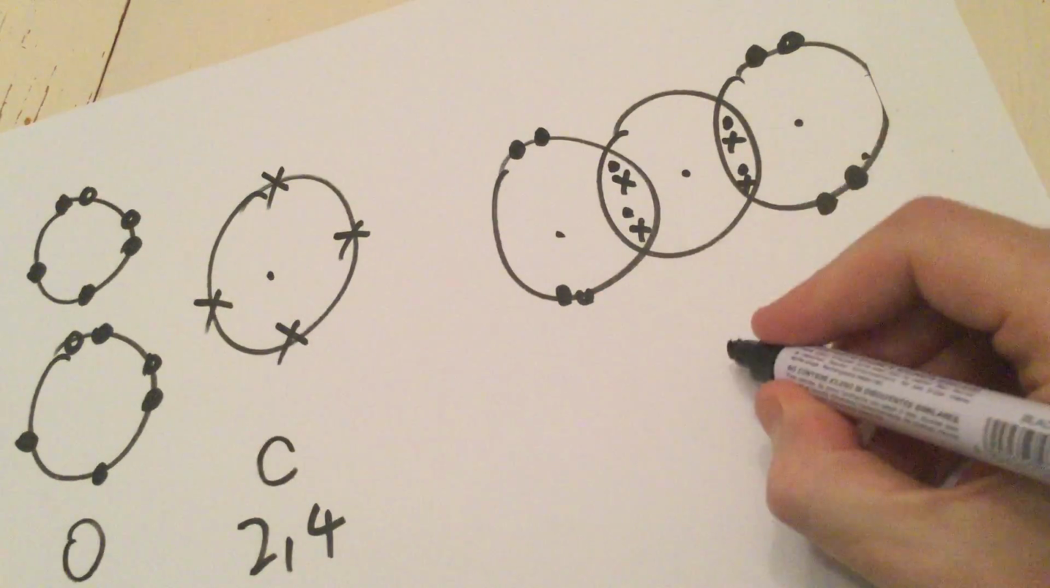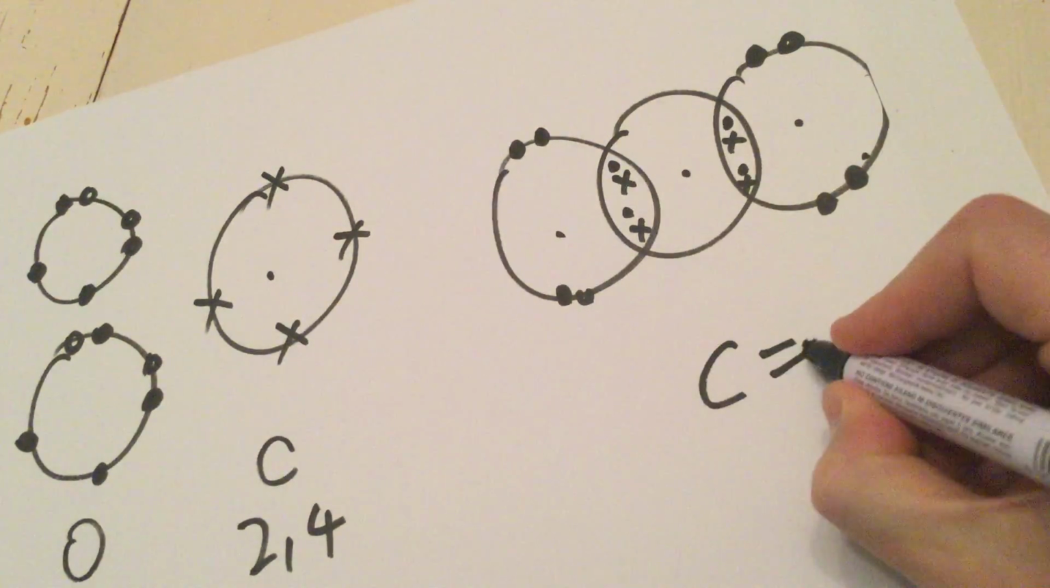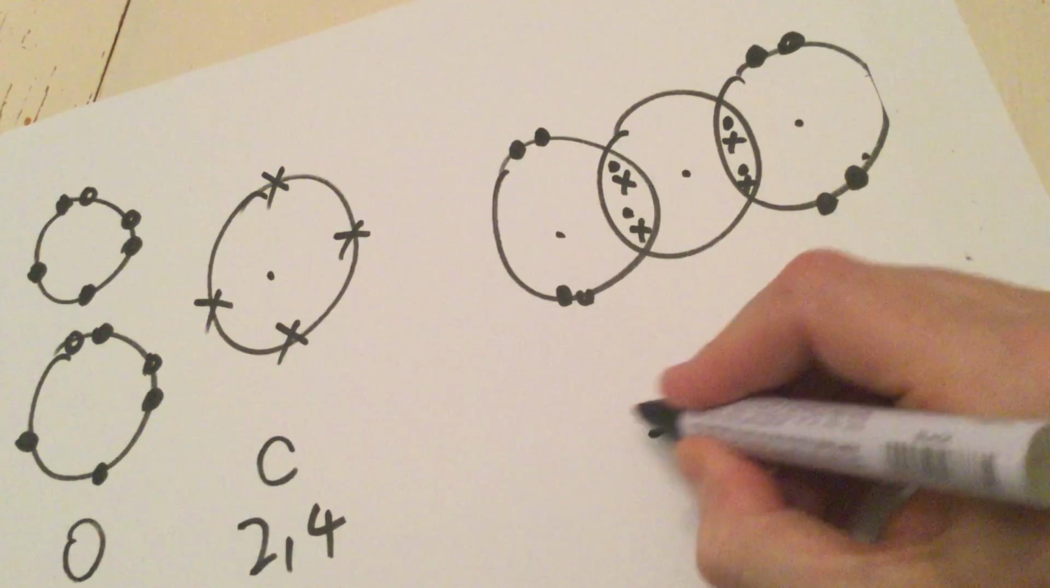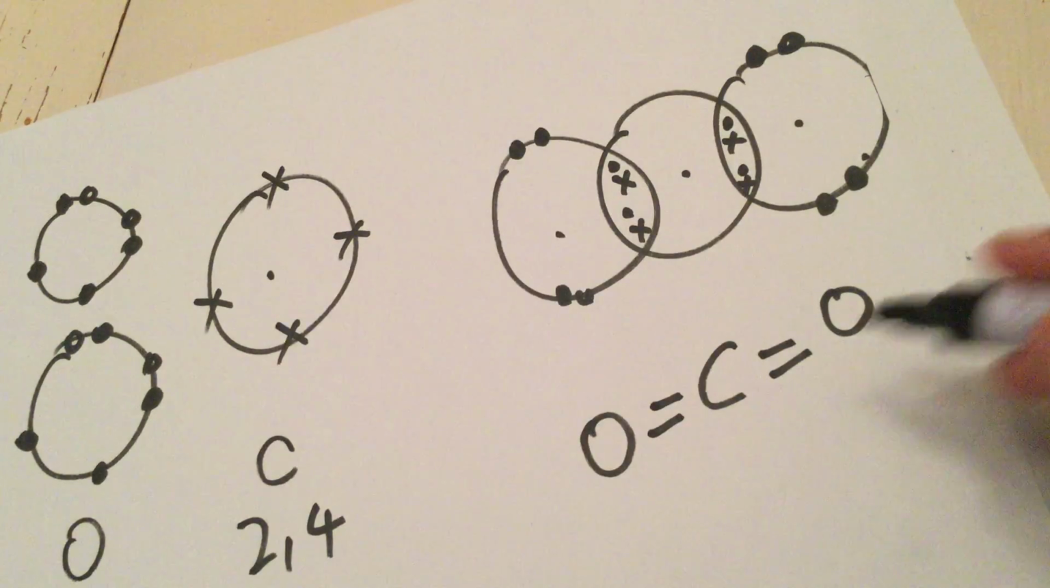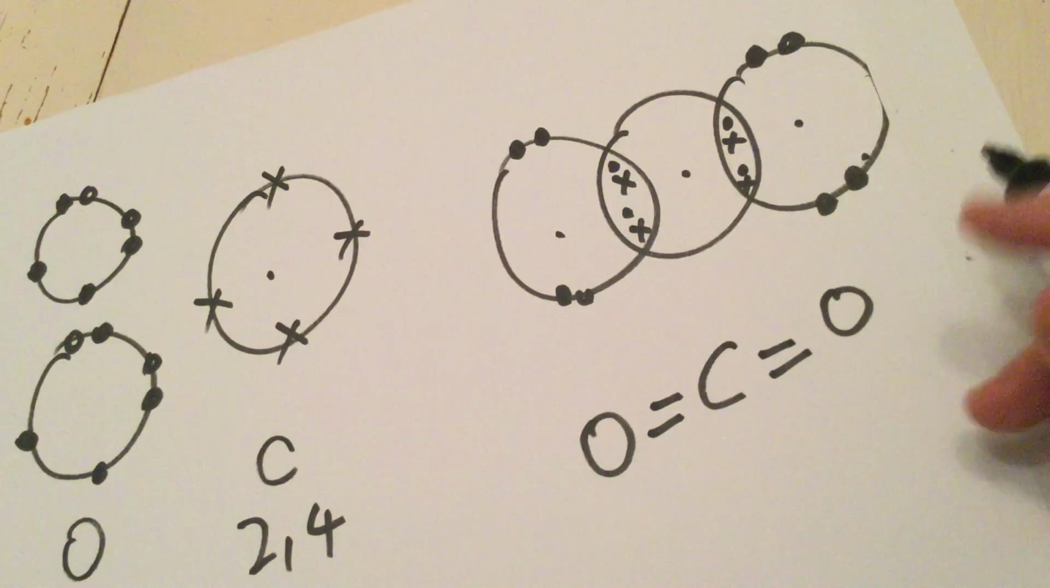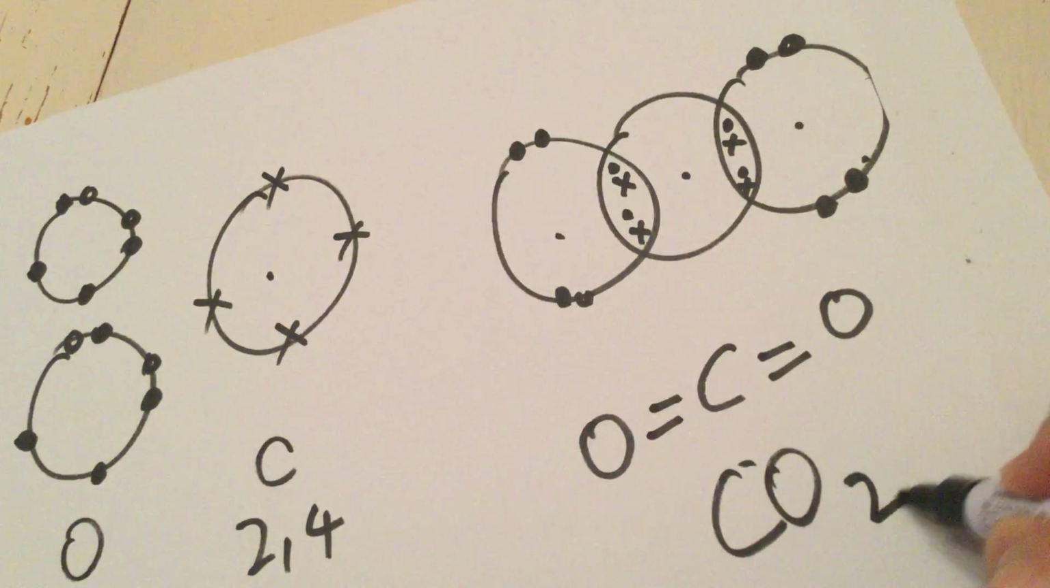So here again, you've got a double covalent bond, so it's carbon in the middle, double bonded to oxygen, and this side double bonded to oxygen. So it's got a double covalent bond in the molecule, and that is a molecule of carbon dioxide. Formula CO2.